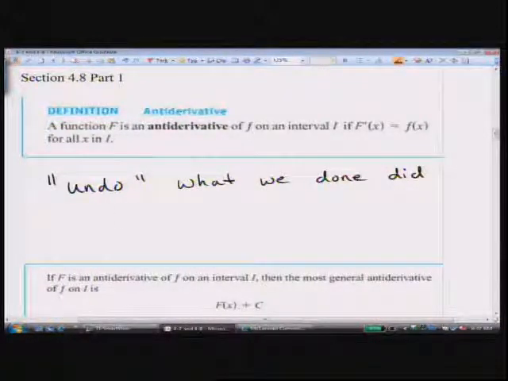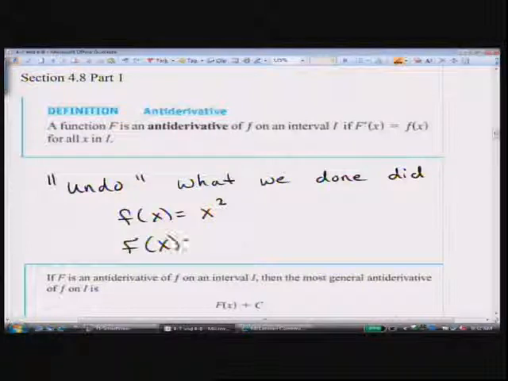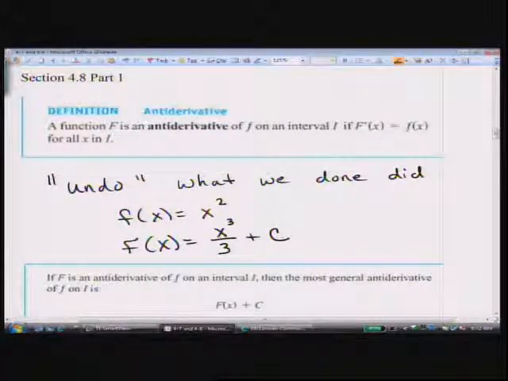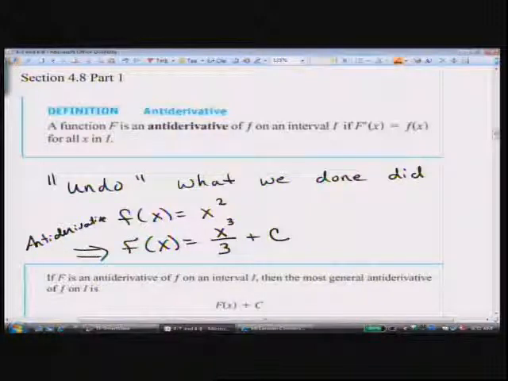And so, if you know that the derivative is x squared, then you know the antiderivative, as we talked about at the very beginning of this chapter, would be x cubed over 3, plus some constant. Because you could take the derivative of 5 and it's just 0 and you wouldn't know. So you end up with a family of functions. This function, which is called the antiderivative, is actually a family of functions.